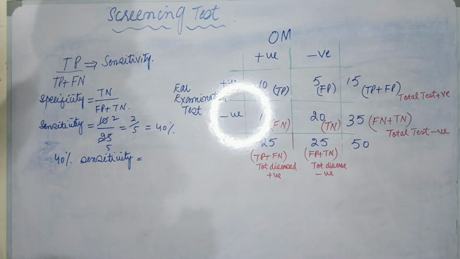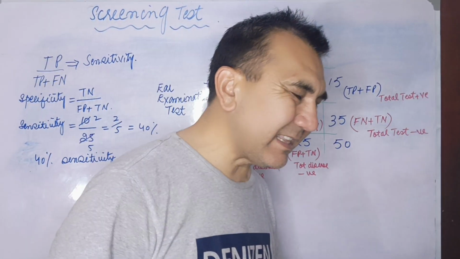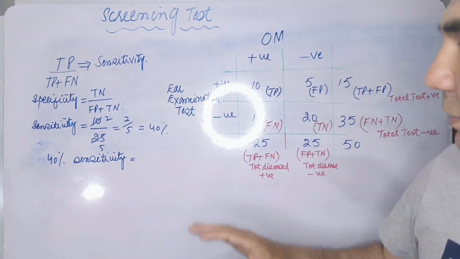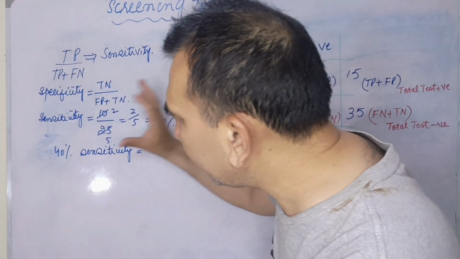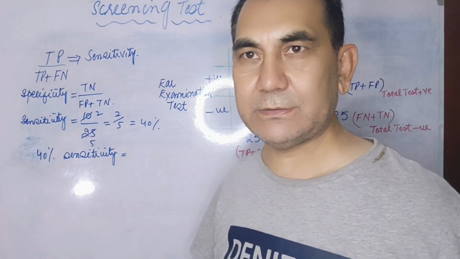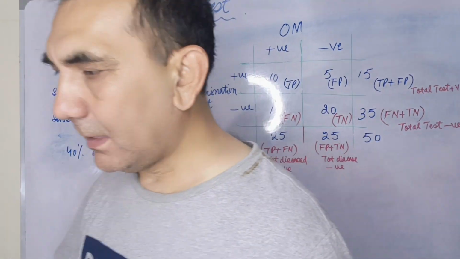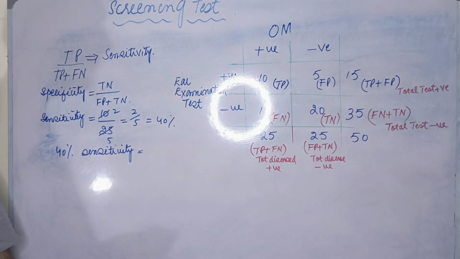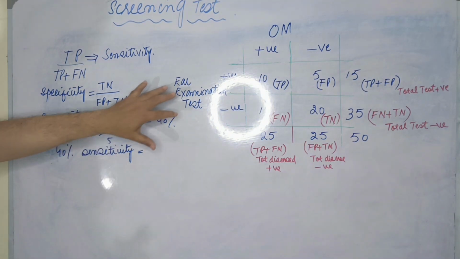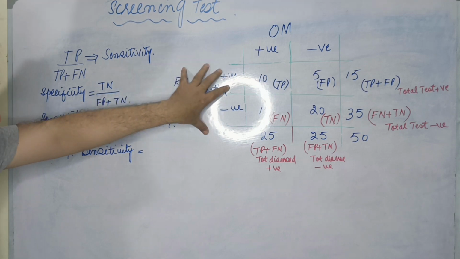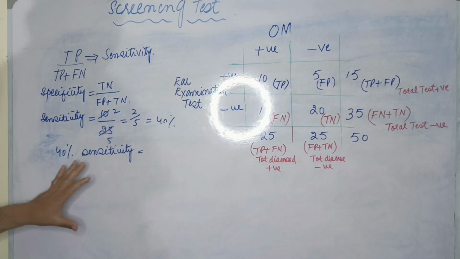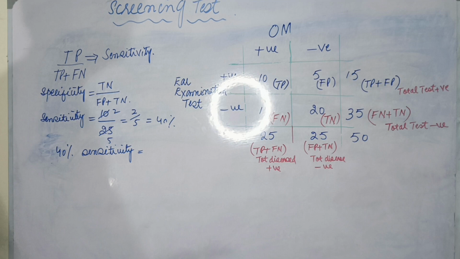It means the 40% is the ability of the test to identify the 40% who have the actual disease. Okay. Now, on the basis of this ear examination, it is identified that 40% have the otitis media.